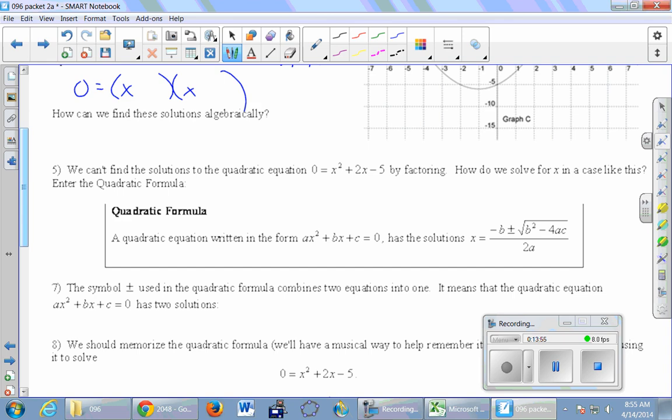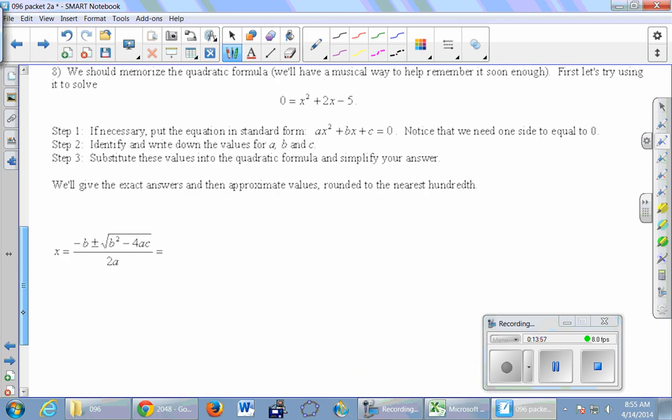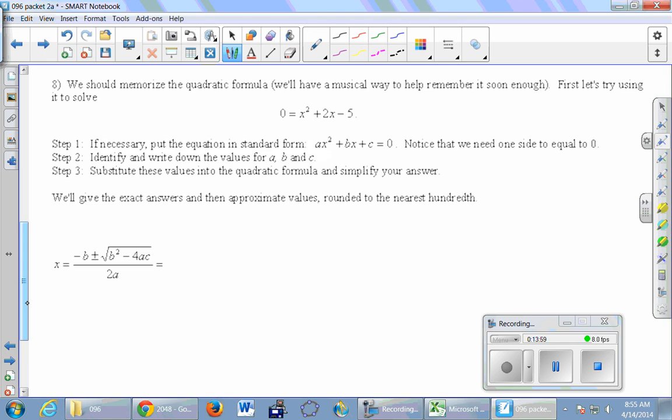Okay, so let's see if we can jump down here to number 8. And we're going to solve 0 equals x squared plus 2x minus 5, the one that we couldn't factor a moment ago, by using this brand new formula. So 3 steps. Anytime you want to use the quadratic formula, you use these 3 steps. Step 1: if necessary, put the equation in standard form. That means 2 things: 0 is on one side, and the equation is written in the right order. x squared first, x in the middle, no x at the end. You see that?